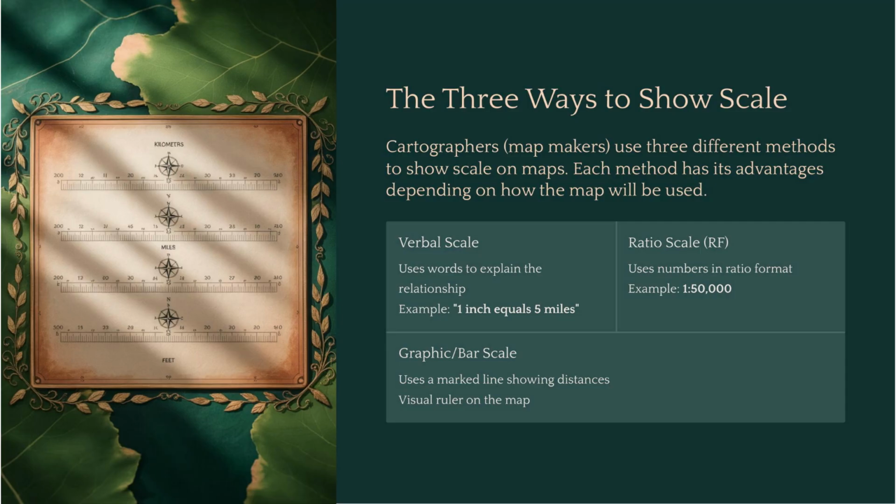Finally, you have the graphic or bar scale. This is a small line on the map that looks like a ruler, and it's marked with actual distances like 0 to 50 miles. All 3 methods give you the same information, just in different formats.